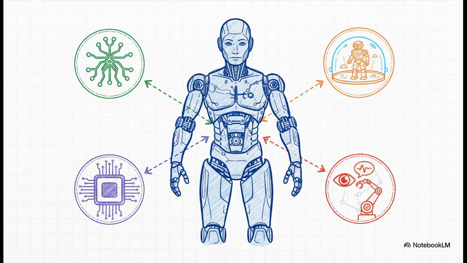And there you have it. When you put these four modules together, the ROS2 nervous system, the digital twin for practice, the NVIDIA Isaac brain for perception, and the VLA framework for action, you have the modern blueprint for a thinking machine. This is how physical AI is actually being built today.